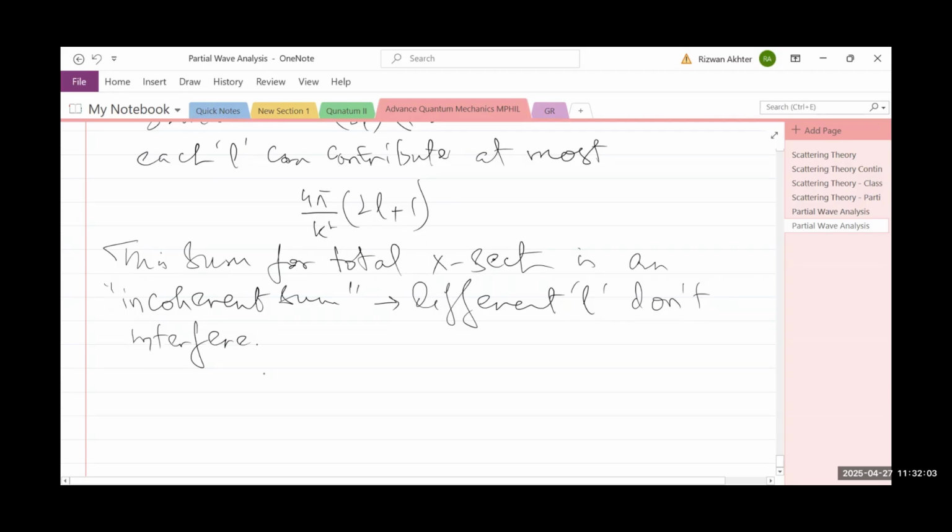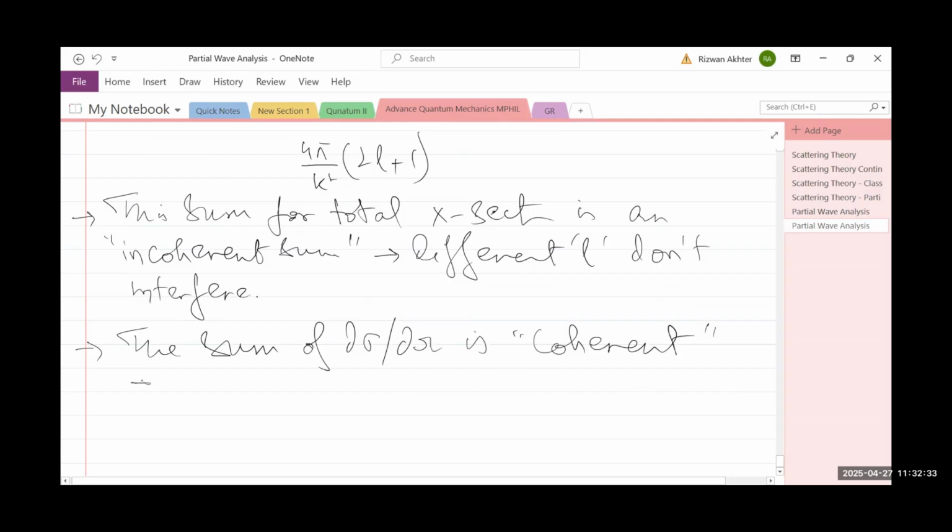Whereas the d sigma upon d omega that you have, that is coherent, because different L's contribute to interference. So two points here: one is the sum, and the other is that we are saying the sum of d sigma over d omega is coherent. Why? Because different L contributions interfere. So in one case you have incoherent interference and in the other case you have coherent.